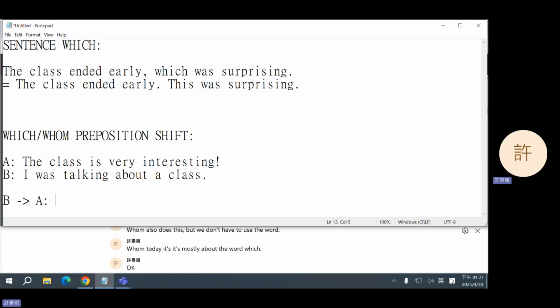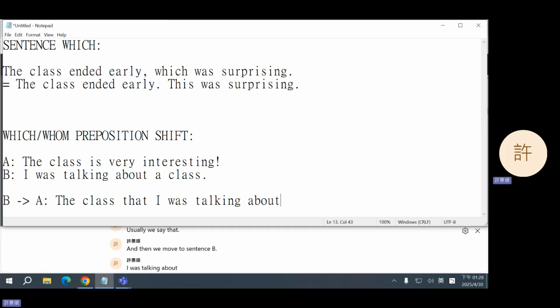Okay, let's do this together. How do we put B into A? Well, the repeated thing is "class," right? So this will become our relative pronoun. B into A, we begin with A, "the class." Okay, repeated. So usually we say "that," and then we move to sentence B. "I was talking about," okay, we have finished sentence B. We go back to sentence A, "is very interesting." So that's the usual sentence.